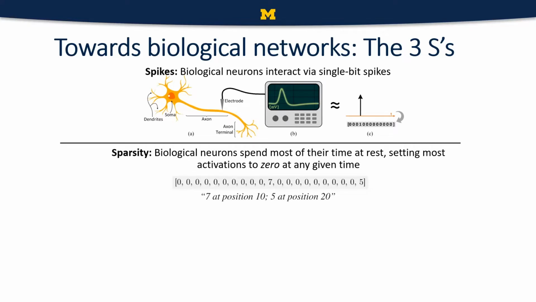Neurons are very quiet. Most of the time, they're doing absolutely nothing, right? And if they're doing nothing, then why should they store more memory, right? So we only care about when they spike.